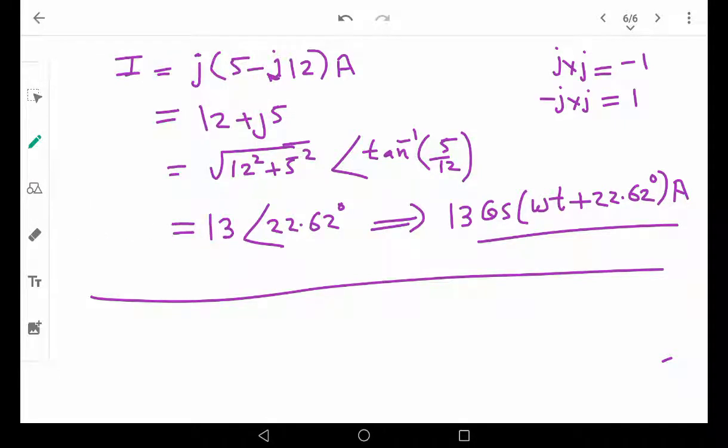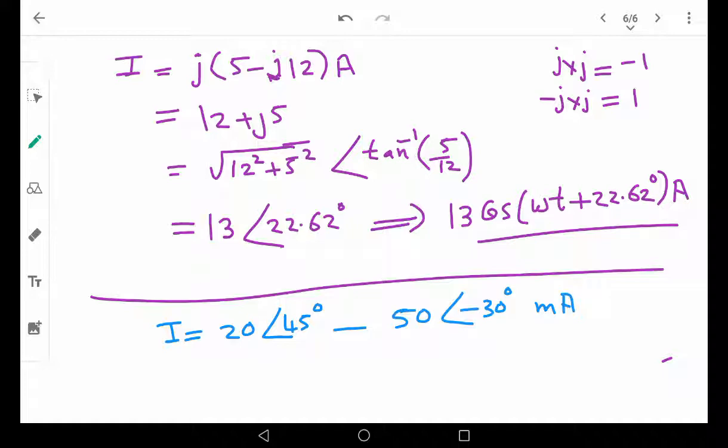That is given by, you have I equal to 20 angle 45 degree minus 50 angle minus 30 degree milliampere. That's a phasor that you are given like this, right?